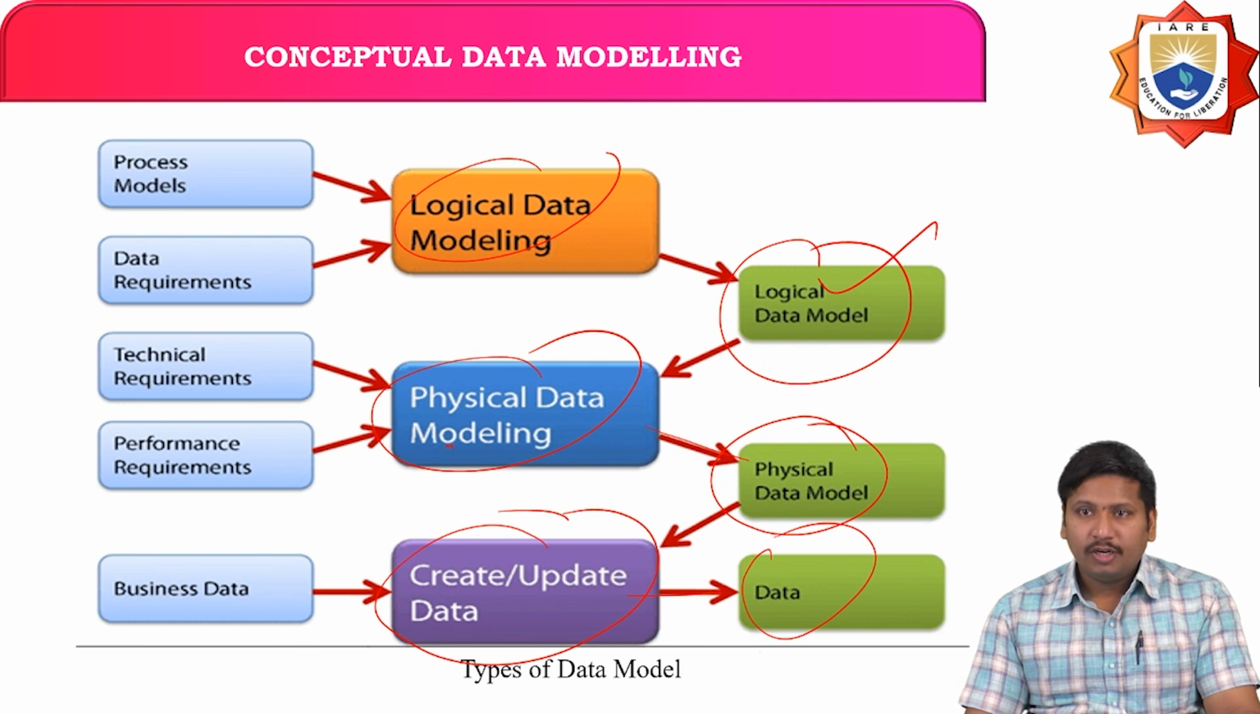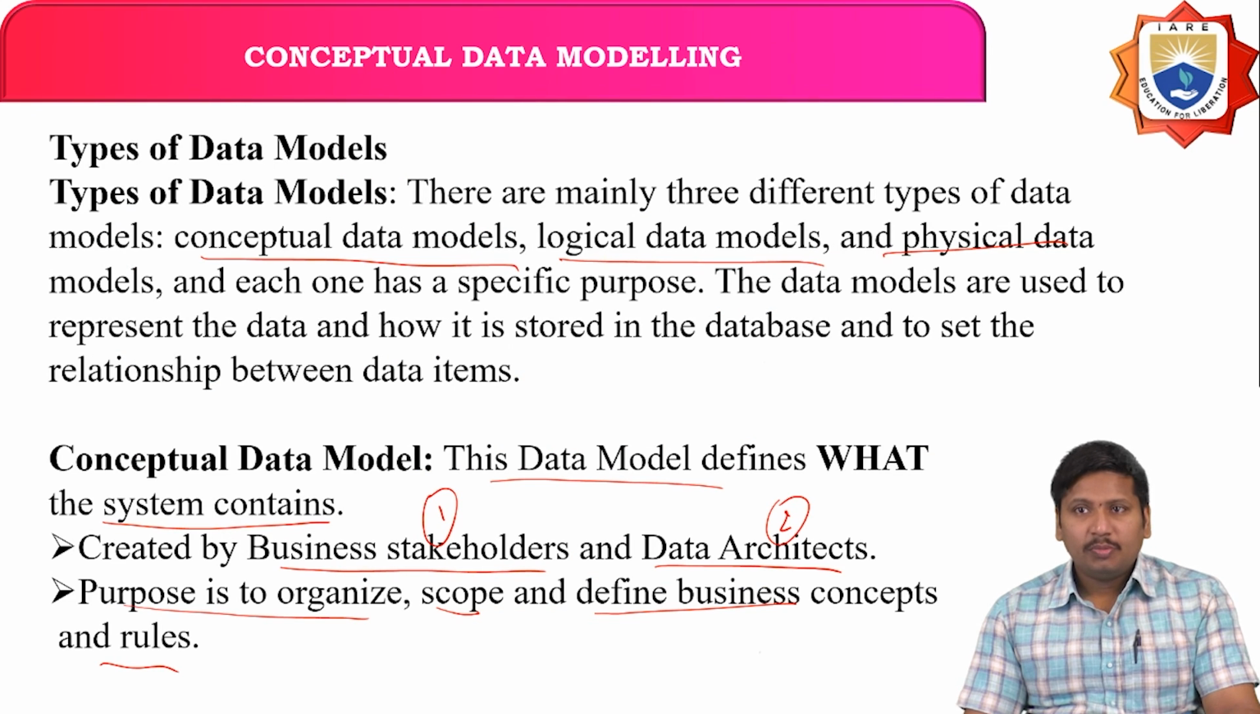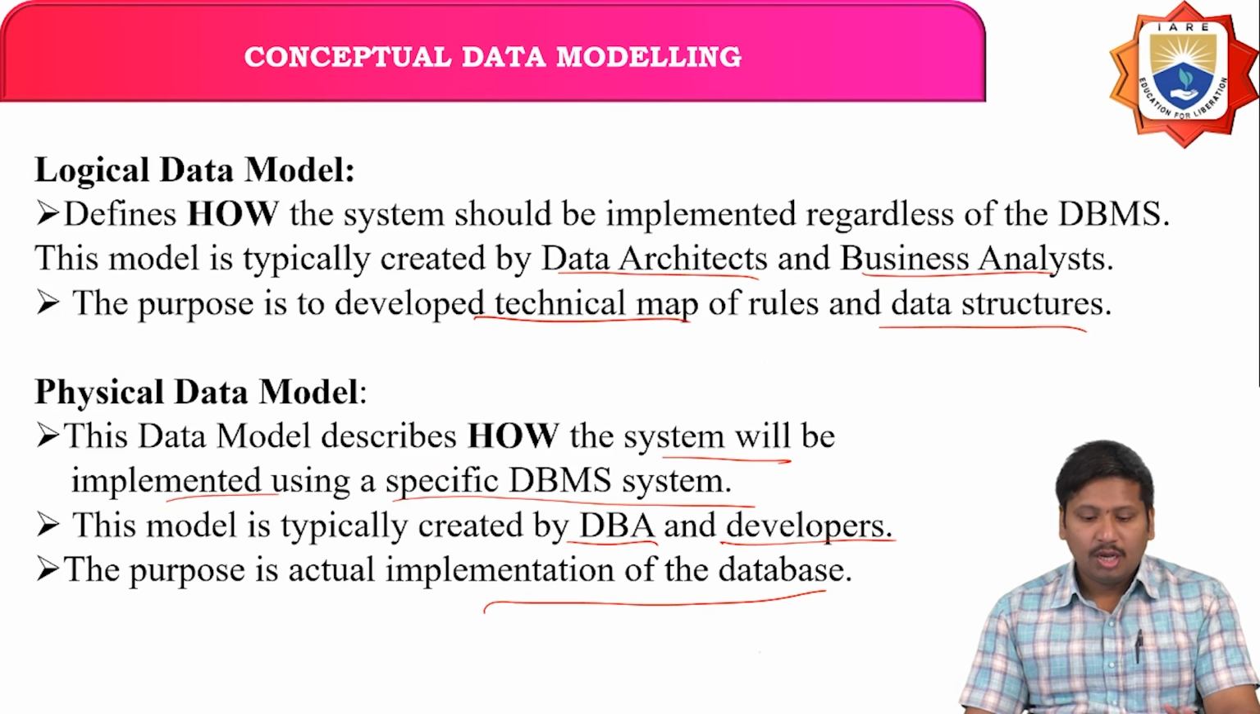And the types of the data model are logical data modeling, physical data modeling and conceptual data modeling. Okay, so the conceptual model defines what the data system content should be. This conceptual data model should be supported or created by business stakeholders and data architects. The main purpose is to organize, scope and define the business concepts and rules. And the logical data model and physical data model describe how the system is implemented. Without considering the DBMS it is the logical model, with considering the DBMS it is the physical model.